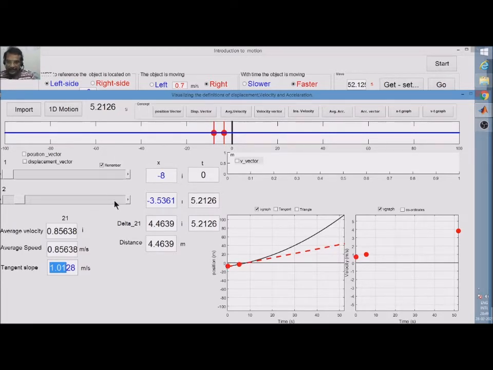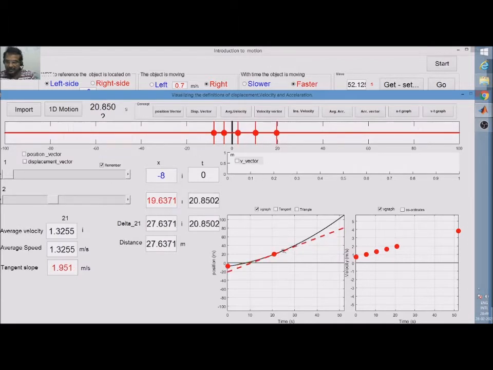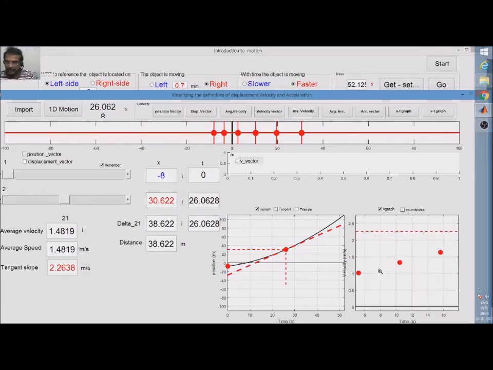So we'll be taking equal steps of time and observe the position of the object. We can see the spacing is increasing. So at t equal to 26.06 seconds, the velocity is 2.26 meter per second.